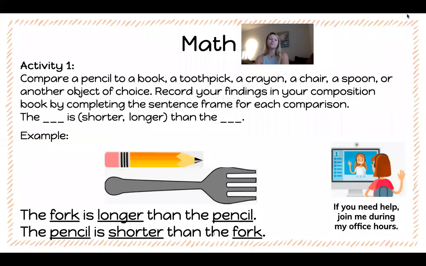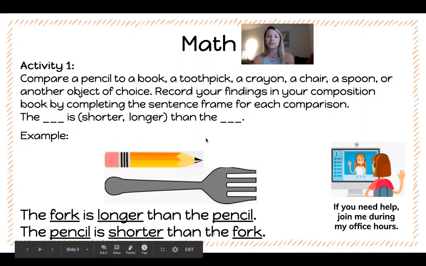So let's look at our first math activity. You're going to compare a pencil to a book, toothpick, crayon, chair, spoon, or an object of your choice. You're going to record your findings in your compositional notebook by completing the sentence frame for each comparison. So down here, here's an example. The fork and a pencil. So the fork is longer than the pencil. The pencil is shorter than the fork.